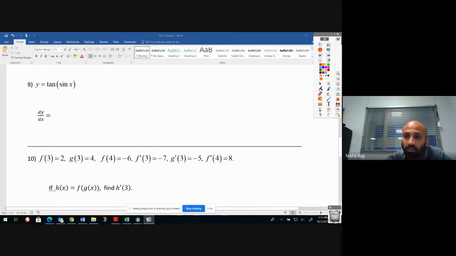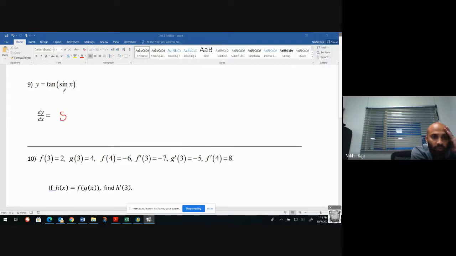Number 9. It's chain rule because we have an inside. So we take the derivative, secant squared. That's the outside derivative. Leave the inside the same. Then we multiply by the derivative of the inside, which is cosine x.